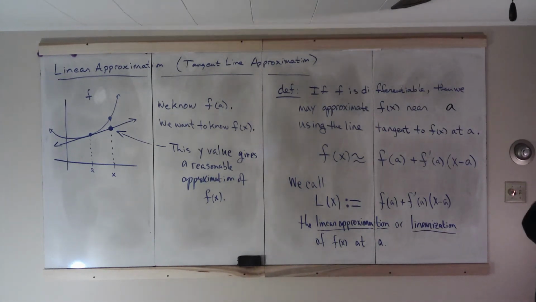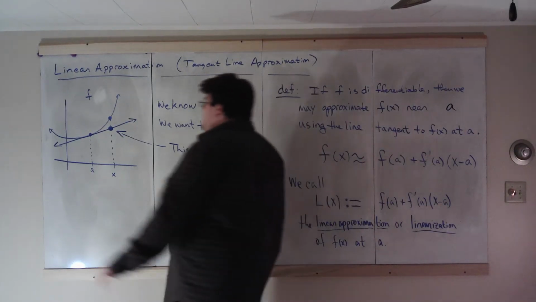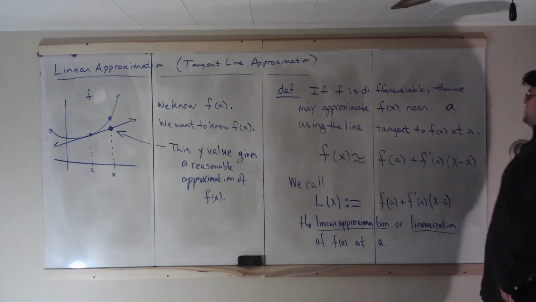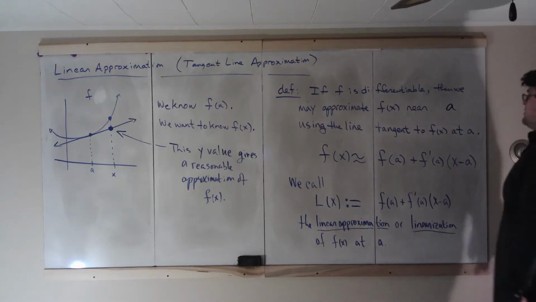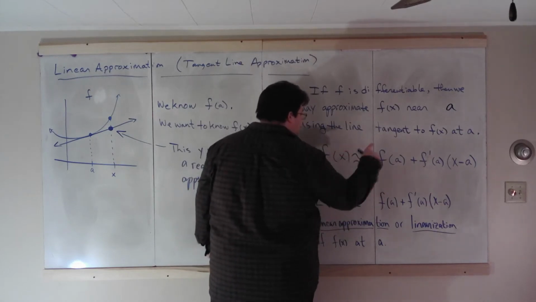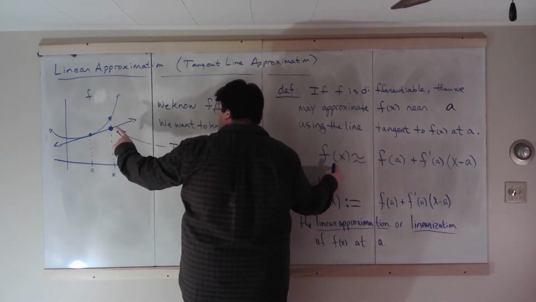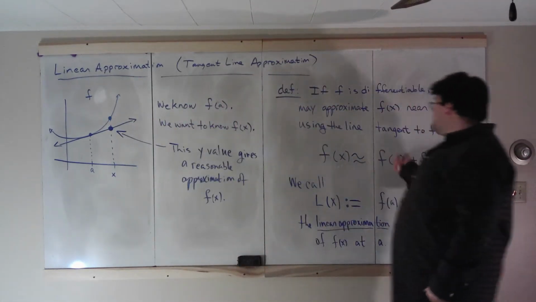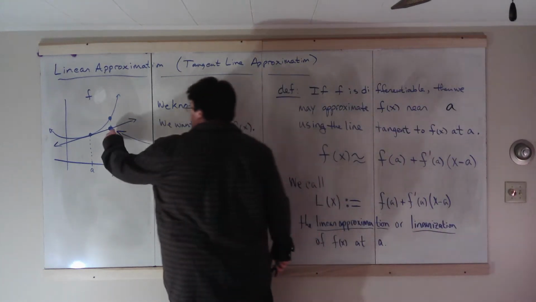Definition: if f is differentiable, so derivative exists everywhere, then we may approximate f near a using the line tangent to f at a. Well, that's what we did there. We can approximate f near a using this tangent line at a. And right here, this equation gives us an approximation for this y value. The left side of this equation is that point up there. The right side of this equation is this point down here.